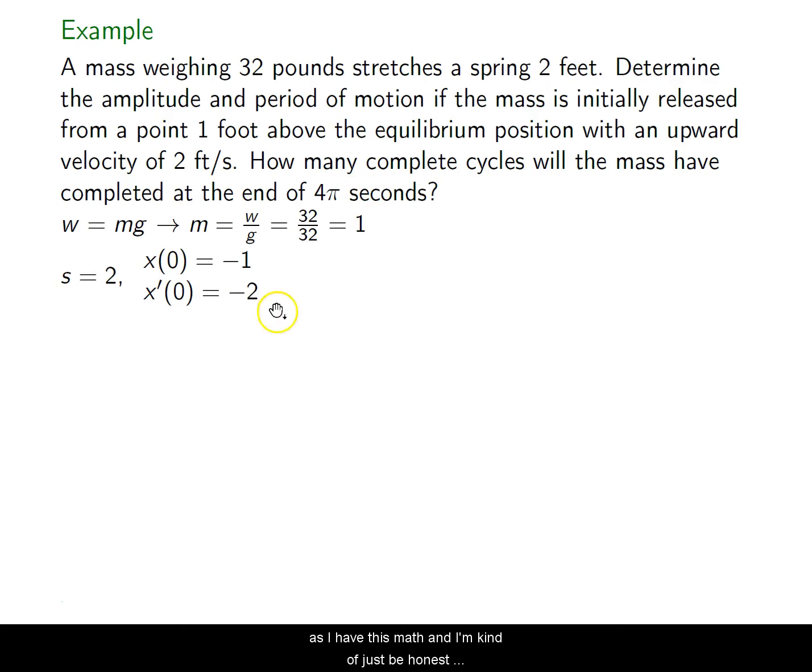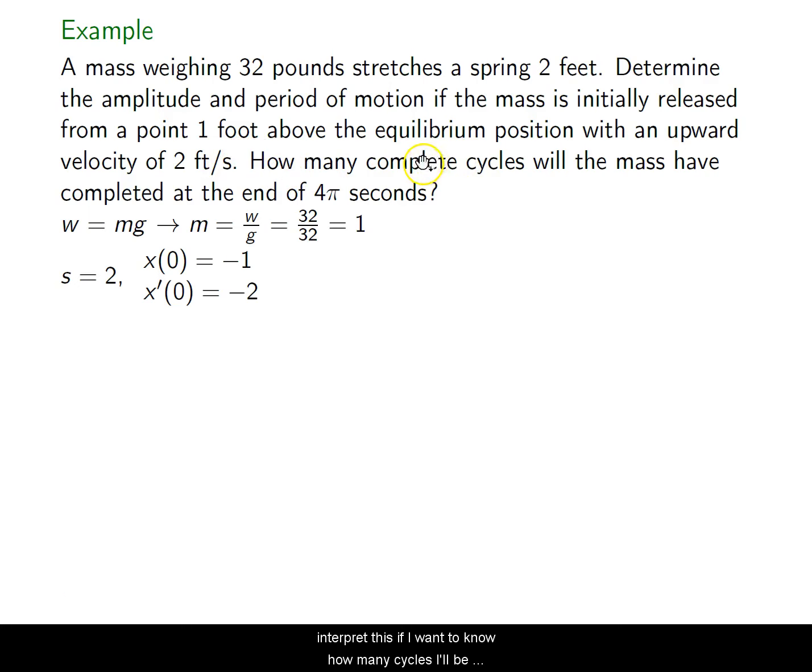You can think about it as I have this mass and I'm, to be honest, throwing it upwards. So when it releases, it's already above and it's moving in an upward direction as I release it as well. It's not me pulling it up and then letting it go so it falls. I am throwing it upwards. I release it at a 1 foot position, but I'm giving it a velocity of 2 feet per second to start it off. So that's how we would interpret this.